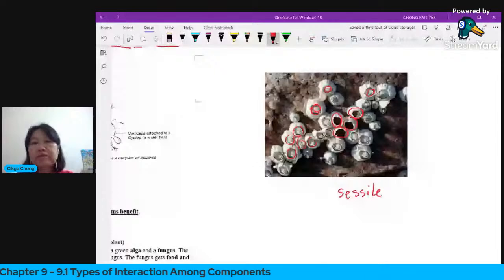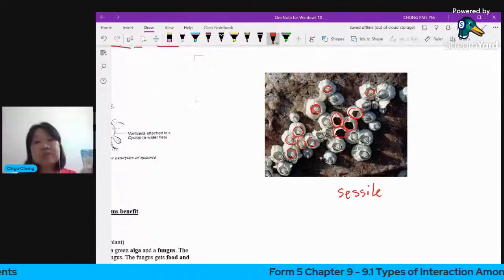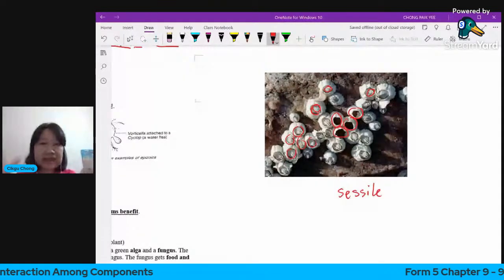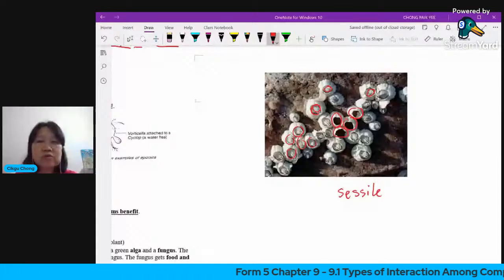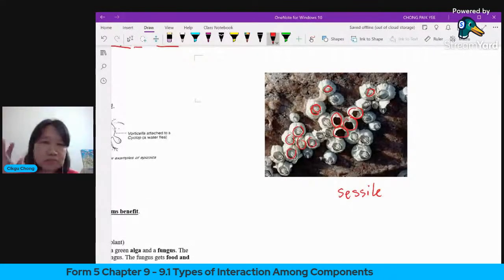They don't move anywhere. So if it's on the underside of a boat, when the boat moves, they will move together with the boat. At the jetty, the pillars, you'll see a lot of this also, especially on rocks. When you go to the beach and play around, on your seaside holiday, you go and have a look. You will get a lot of this at the pillars of the jetty, and also on the rocks at the beaches. So they are called barnacles.